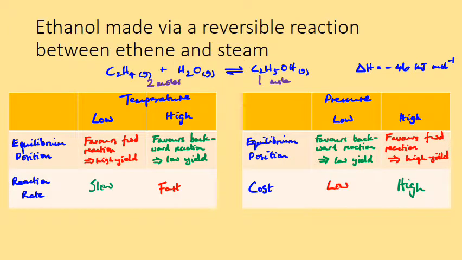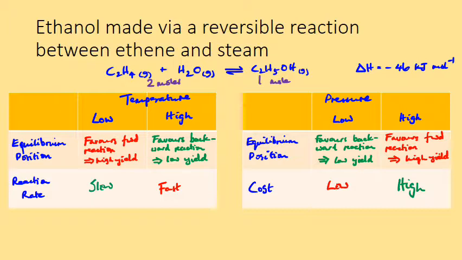So as you can see, we've put all the good things in red and all the bad things in green. And so just as we had a compromise with temperature, we have a compromise with pressure. So in an ideal world, we'd have high pressure, and that would favour the forward reaction, get a high yield. But at some point, as you make the pressure higher and higher, it's going to get too expensive to make the equipment. So we need to compromise there a little bit with cost.